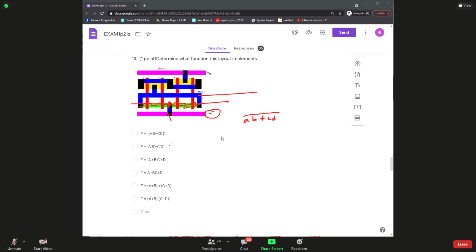Which one of these expressions is the same as this one? I'm not going to answer that. That's your homework. And if you still don't see it, no comments.